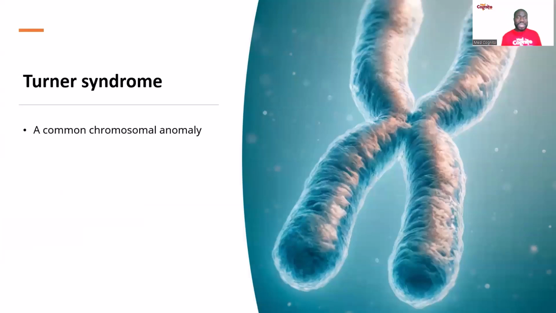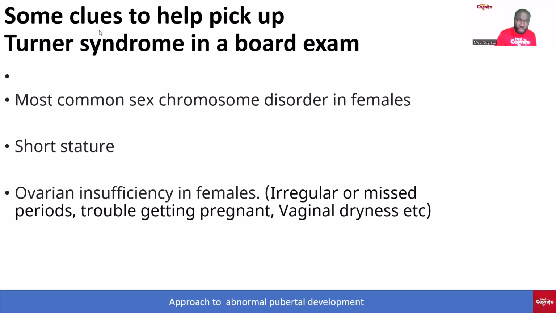So let's get to a teaching point then. Turner syndrome is a common chromosomal anomaly. It's a very, very common chromosomal anomaly, all right? So remember in the QE1, common things are common. Now, what are some of the clues? Turner syndrome is the most common sex chromosome disorder in females. So that's one thing I want you to write down.